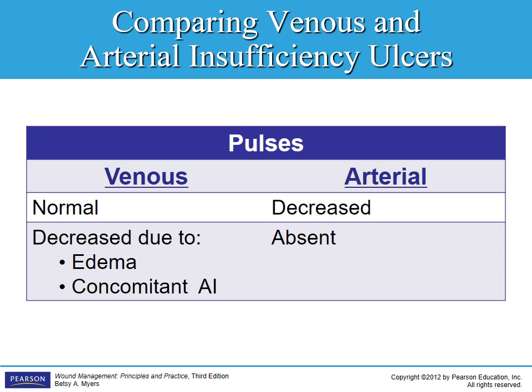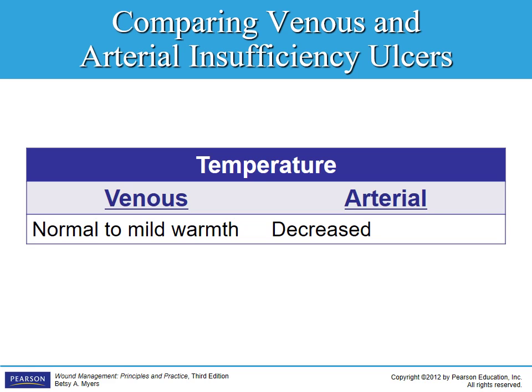With the pulses, with the venous insufficiency, your pulses will be normal. Okay, if they're decreased, it's due to the large amount of swelling, or if they've got an arterial insufficiency as well as venous insufficiency. With an arterial ulcer, though, you're going to see decreased pulses, decreased to absent. You may not be able to feel pulses at all with an arterial insufficiency ulcer. The temperature for a venous insufficiency ulcer is going to be normal to mildly warm. Again, you've got a lot of fluid down there, so it's either going to be a normal temperature or maybe slightly elevated warmth. With arterial insufficiency, because you don't have a lot of perfusion, there's going to be a decreased temperature.